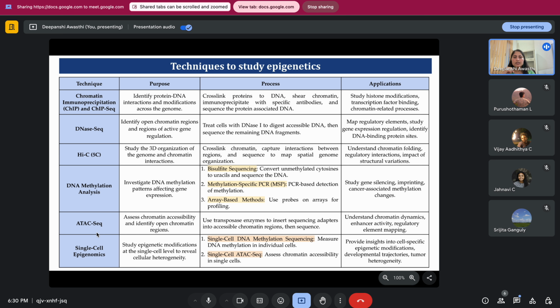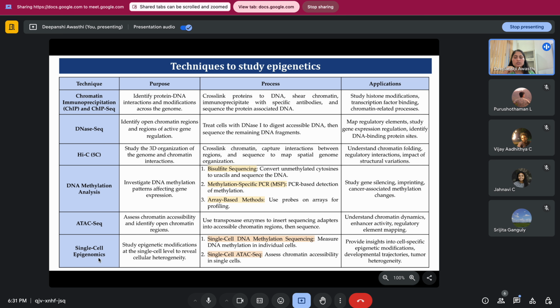And there is also another technique which was not mentioned in your week 2, that is ATAC-Seq. ATAC-Seq is also used to assess the chromatin accessibility, and the difference between ATAC-Seq and DNase-Seq is only a single one, that in ATAC-Seq you use transposase enzymes to insert the sequencing adapters, and in this the freely accessible chromatin regions are generally digested with the help of the transposase enzymes. So that is the only difference between DNase-Seq and ATAC-Seq, and it is used to understand the chromatin dynamics, enhancer activity, and regulatory element mapping.